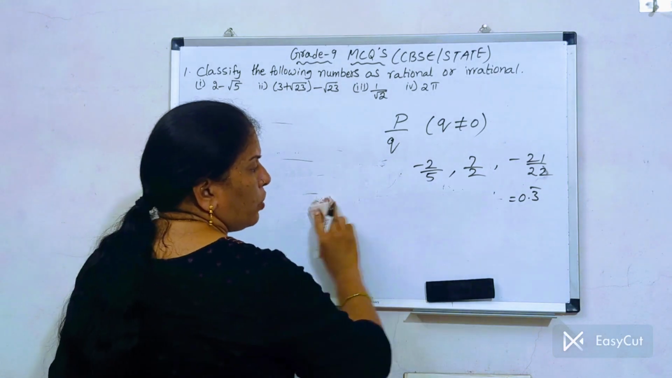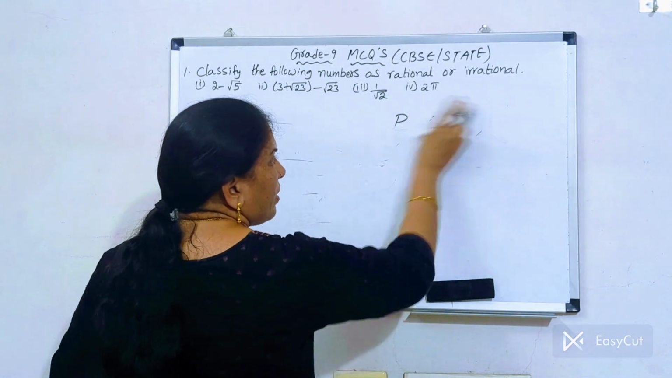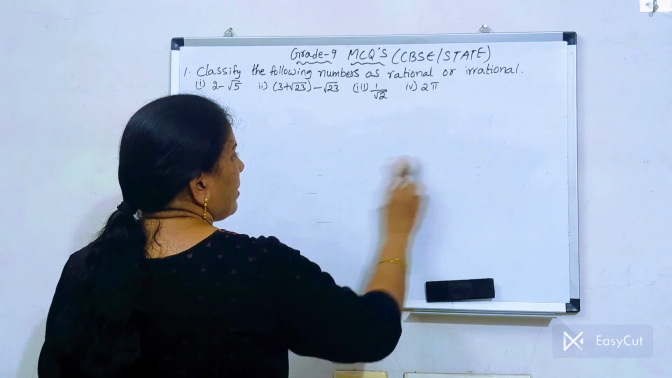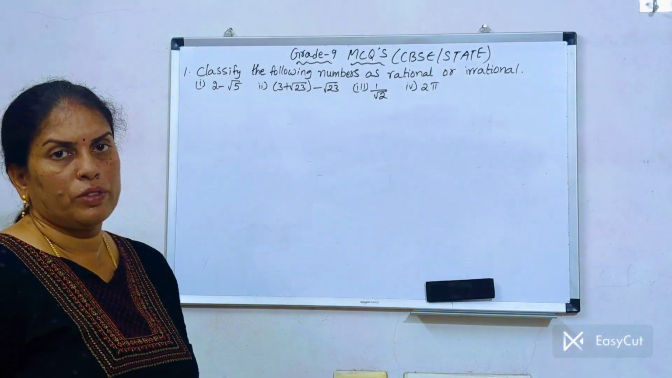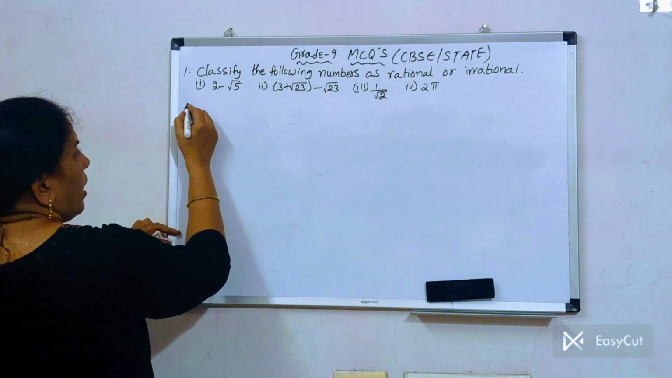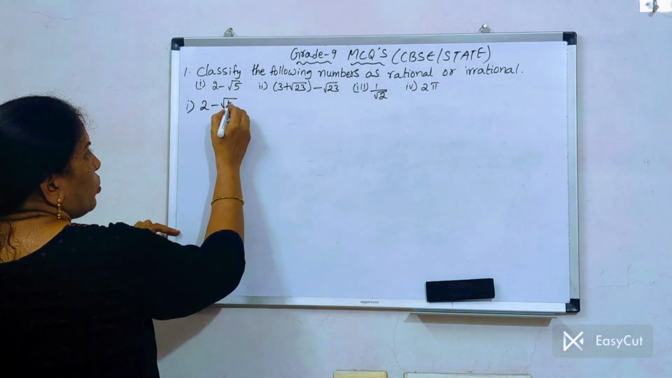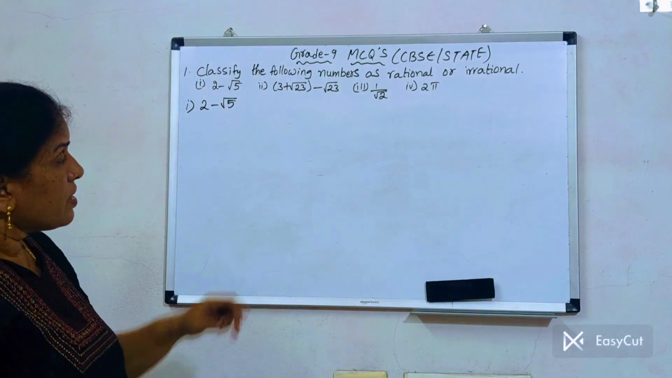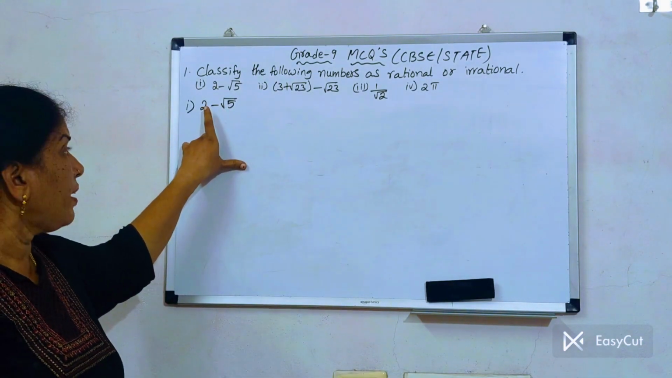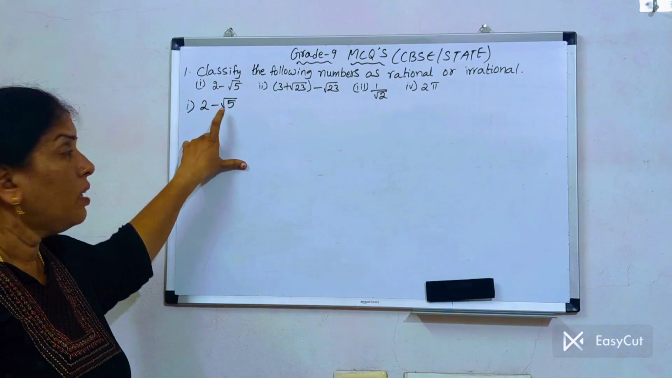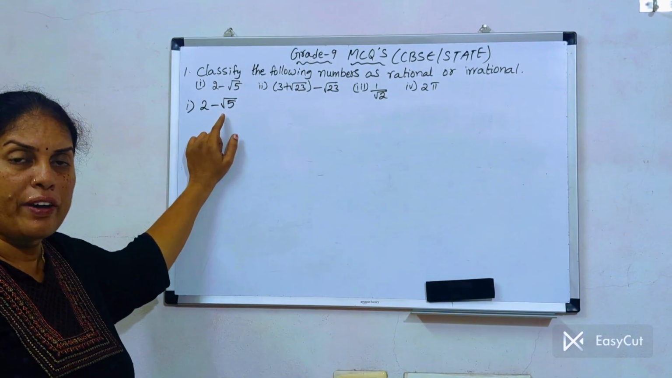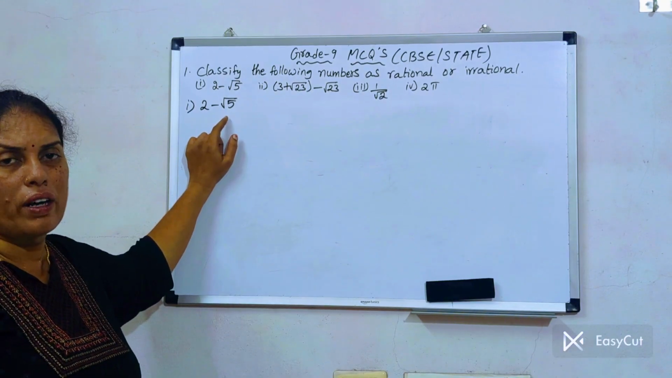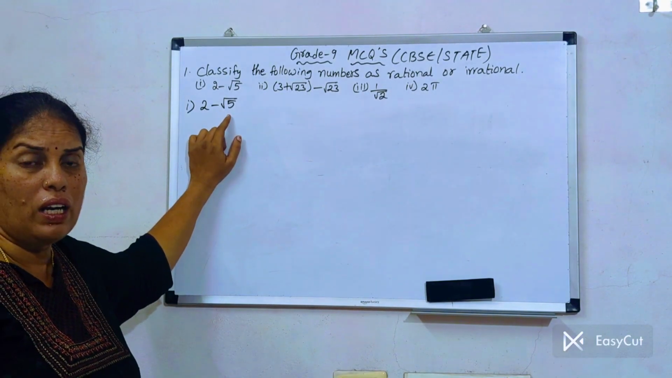They asked you to write whether these are rational numbers or irrational numbers. Okay. What is the first one? 2 minus root 5. See here, root 5, 2 is a natural number. Root 5, I explained that just now. Root 5, root 7, root 13. These are all what type of numbers do we call?